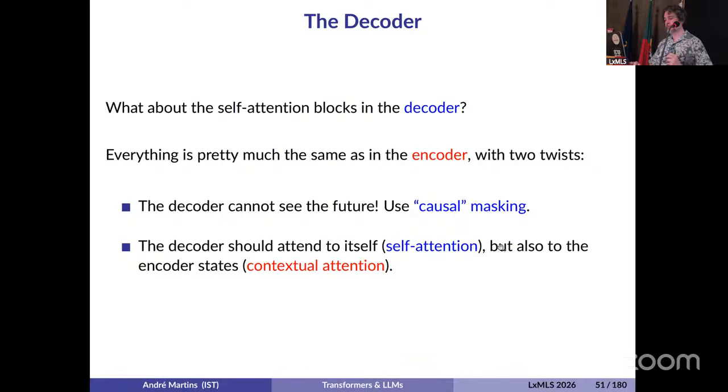The second one is that the decoder attends not only to itself, not only to the tokens that have already been generated, but also to the input tokens, to the encoder states. This is the contextual attention, and this part is very similar to when I described attention mechanisms with RNNs. It's basically states attending to states that come from the encoder side.